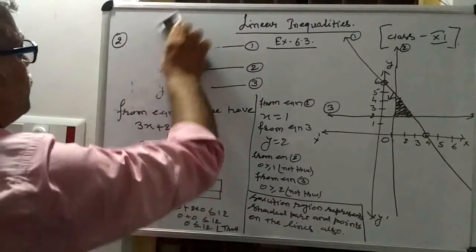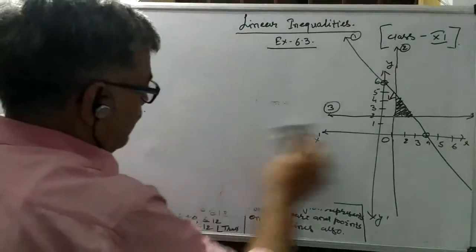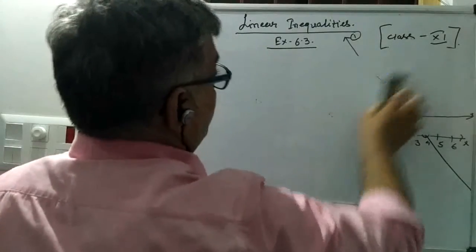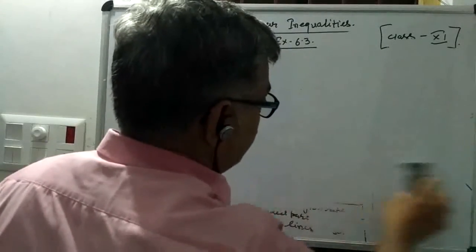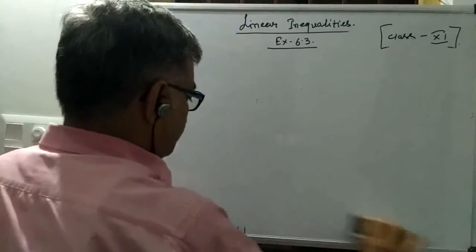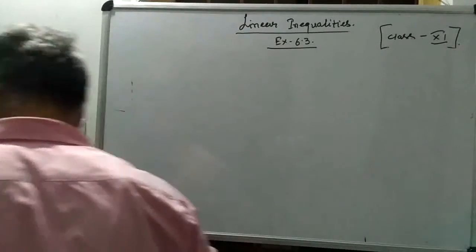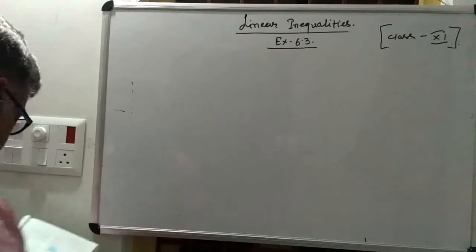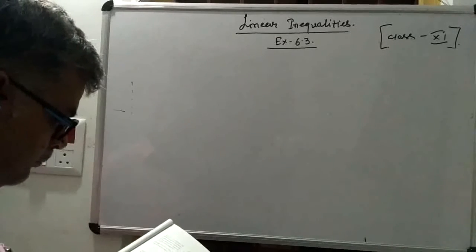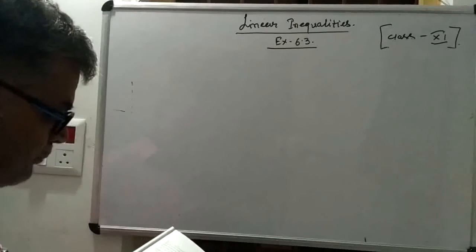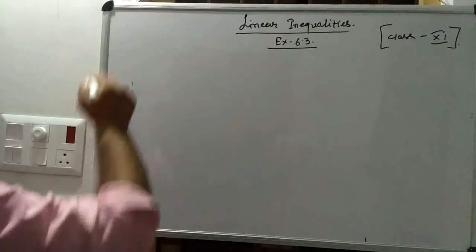Now let's take one more question. See the next question, or we take some other question of strict inequality. It means that we take question number 5. This is a case of strict inequality. So let's see question number 5.